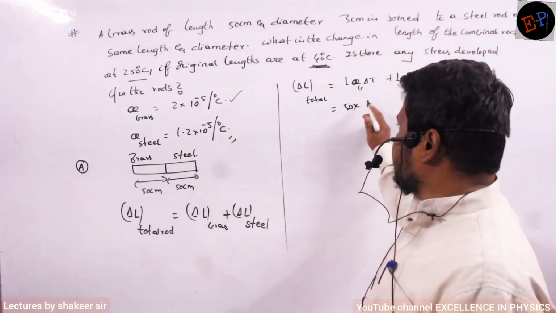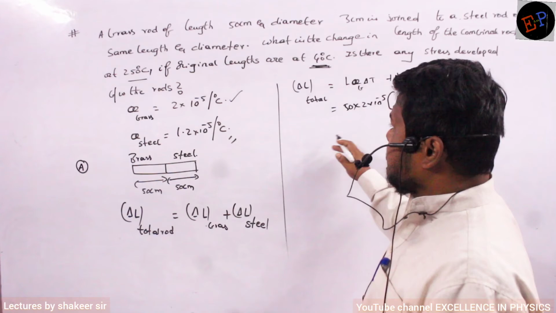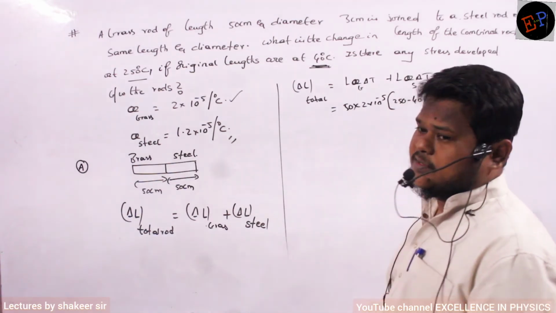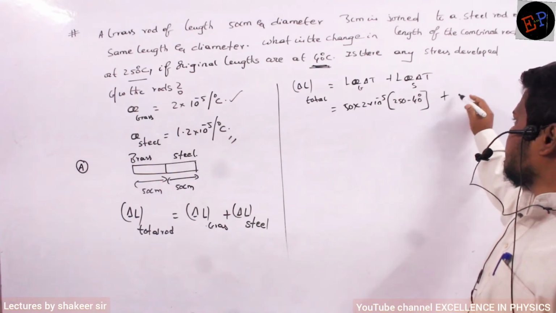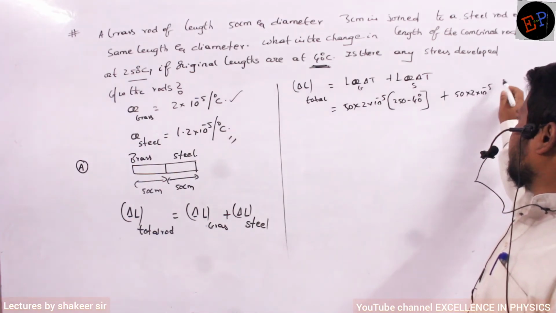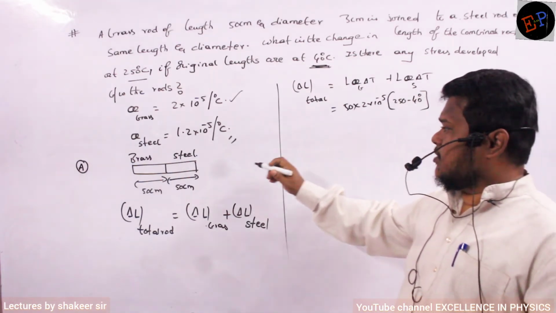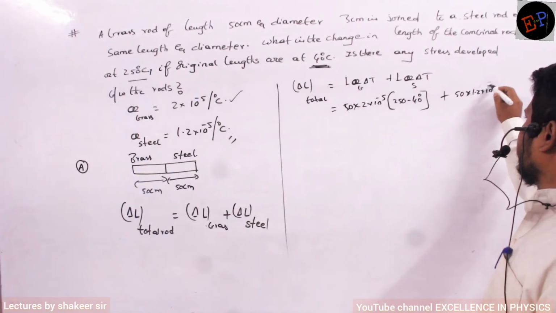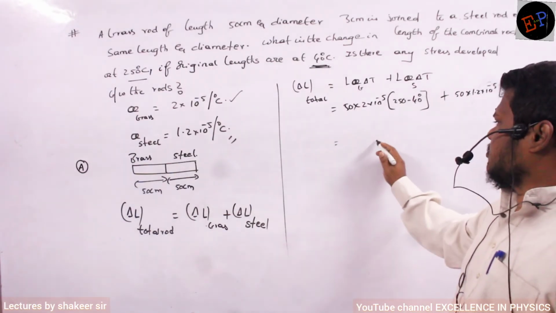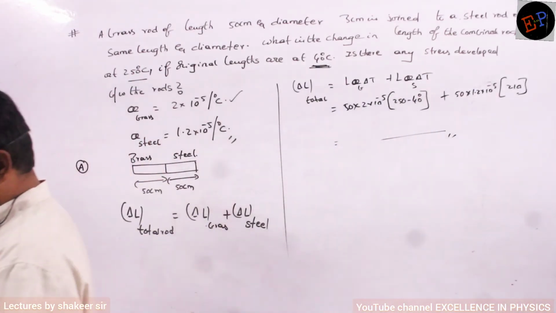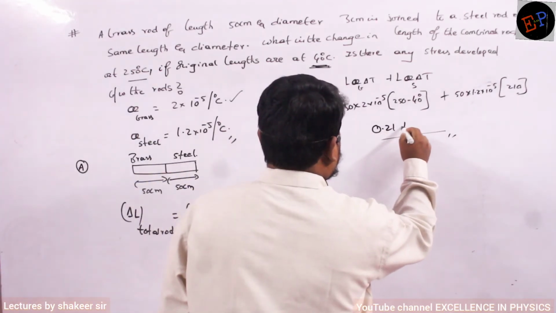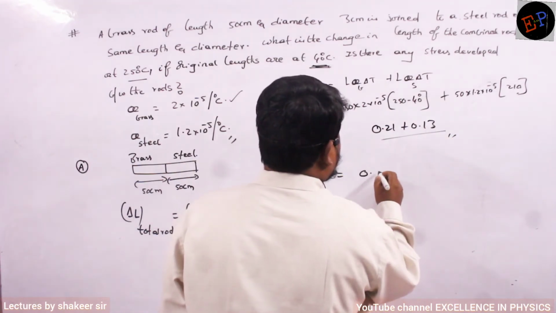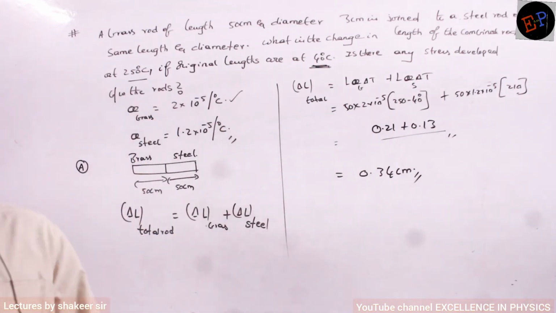So alpha of brass is 2 into 10 power minus 5. And what is the change in temperature? 250 minus 40 degrees. Initial temperature was 40, final temperature was 250. So this is the change in temperature. Plus, again, the calculation for the steel rod. This is also 50, so 50 into alpha of steel, 1.2 into 10 power minus 5, multiplied by 210. Just do this calculation, and that will be the total change in length of the rod. The answer which you should get is 0.34 centimeter, or individually 0.21 plus 0.13. So total 0.34 centimeter. That is the change in length of the total rod. Clear?